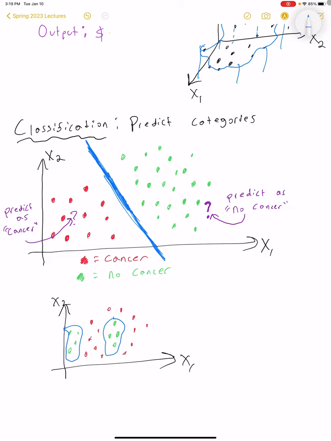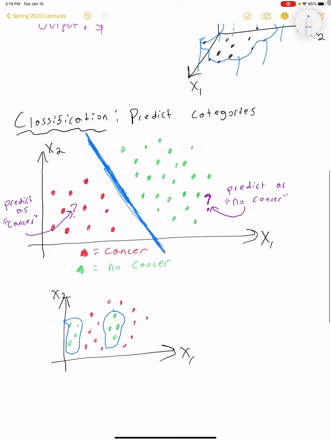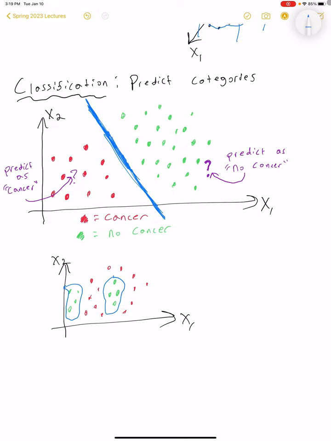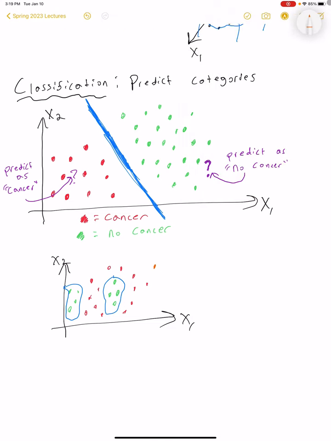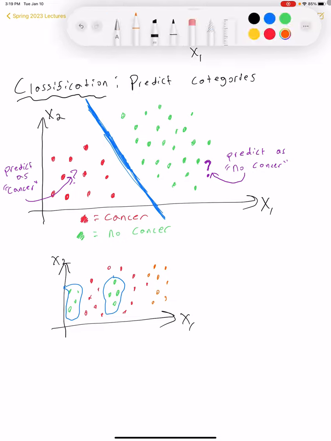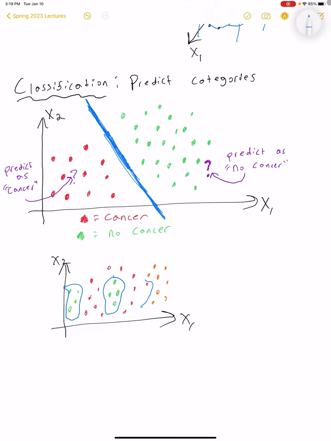Yeah, in the back. Is the classification model only used for discrete outputs? Yes. Is it always binary, or could you have multiple categories? You could have multiple categories. So you could have a third category that has its own boundary as well. And we will learn how to do that as well.